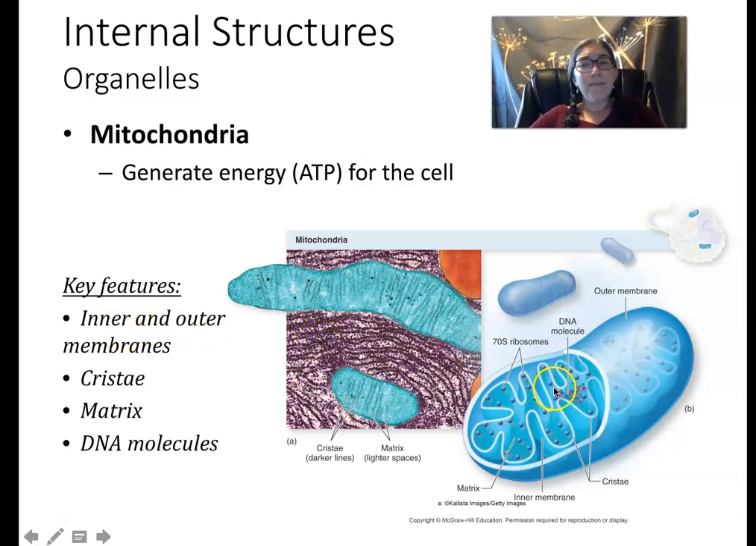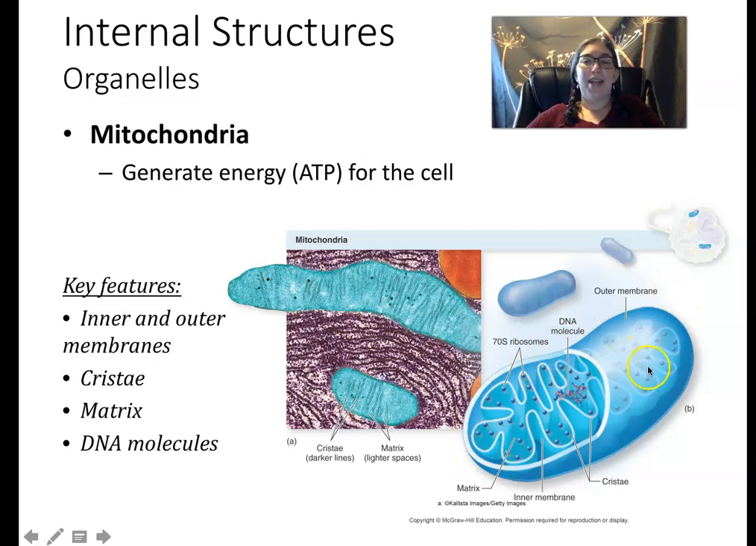Some eukaryotic cells have multiple mitochondria, depending on how much energy they need. Cells will have different numbers of mitochondria. Another thing about mitochondria is they actually divide on their own, separately from the cell division process. They divide when the cell divides, but they can also divide on their own.